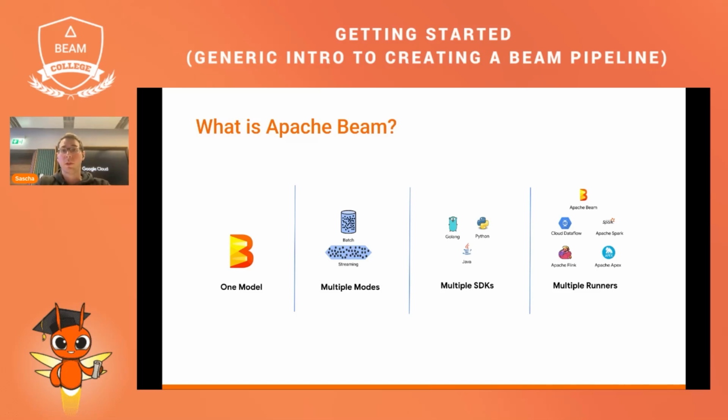Currently, Beam offers 3 SDKs in Golang, Python, and Java, and it runs on multiple runners such as Google Cloud Dataflow, Apache Spark, Flink, Apache Apex, or for local development, it also offers the direct runner, which you can use whenever you're developing on your workstation to test or debug your data processing pipeline.